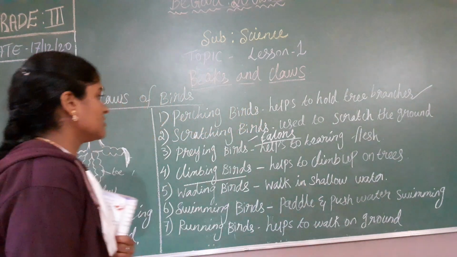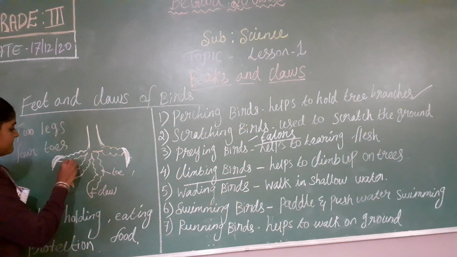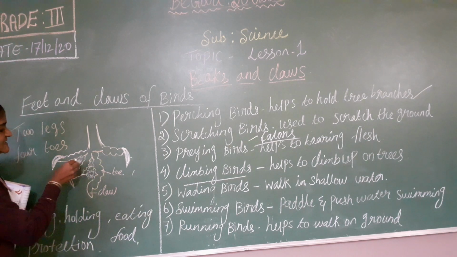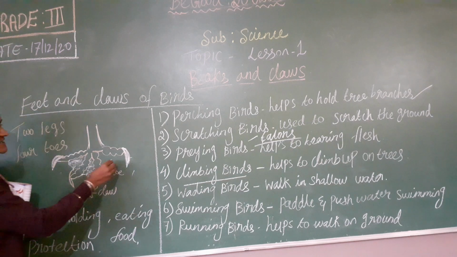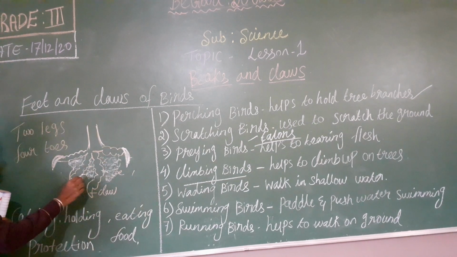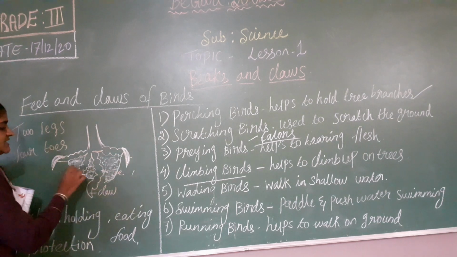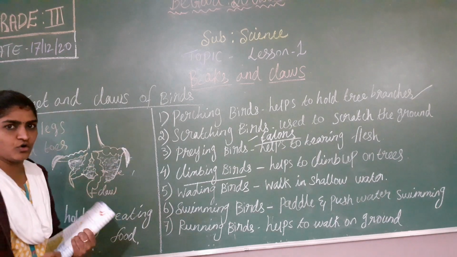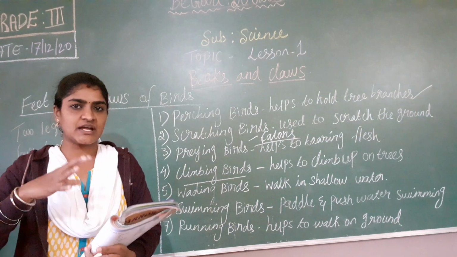So this kind of animal has a web-like structure like this, very thin, and the thin layer of skin is attached to each and every toe. It connects all the 4 toes. What is the use of this kind of toes?